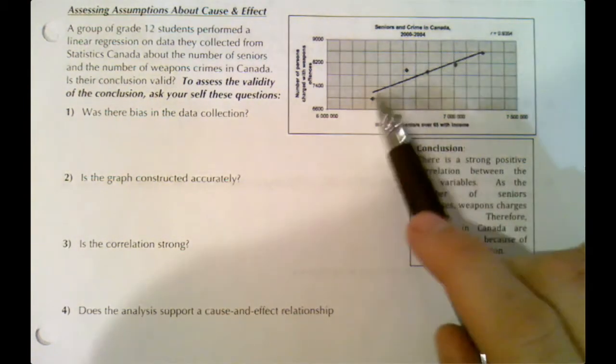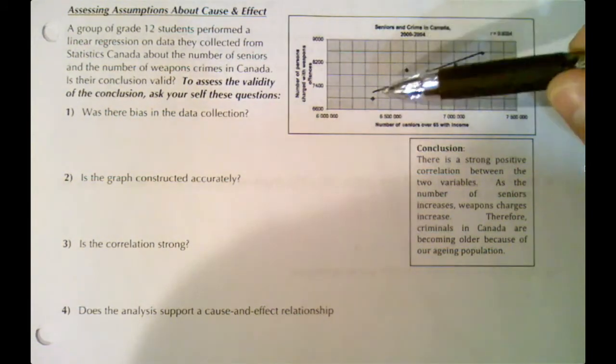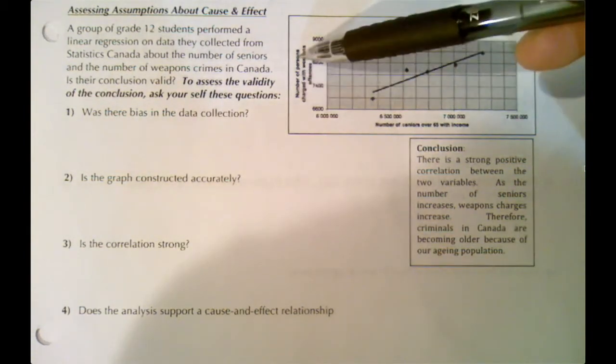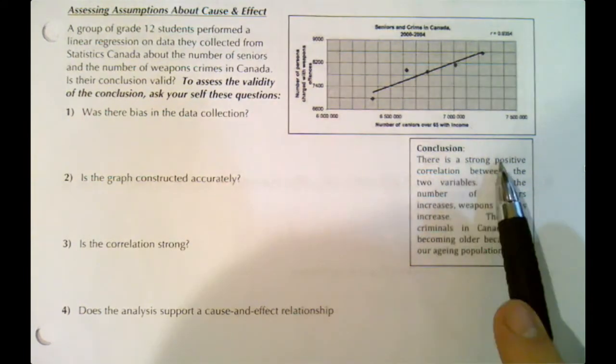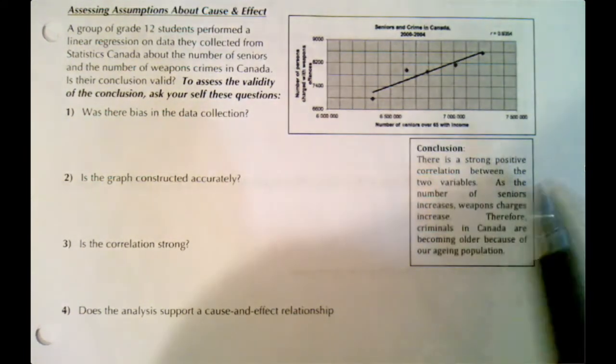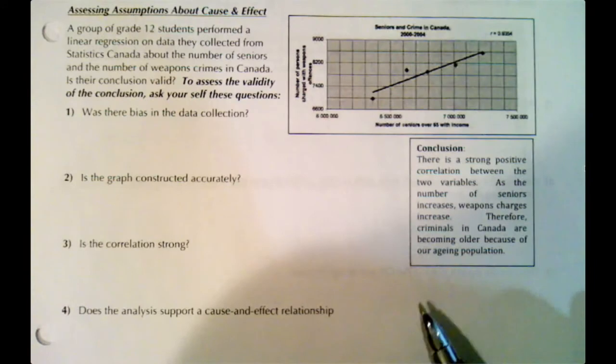We have 1, 2, 3, 4, 5 dots on the graph. 5 years: 2000, 2001, 2002, 2003, 2004. Number of persons charged with weapons offenses and the number of seniors over 65 with income. There is a strong positive correlation between the two variables. As the number of seniors increases, weapons charges increase. Therefore, criminals in Canada are becoming older because of our aging population.